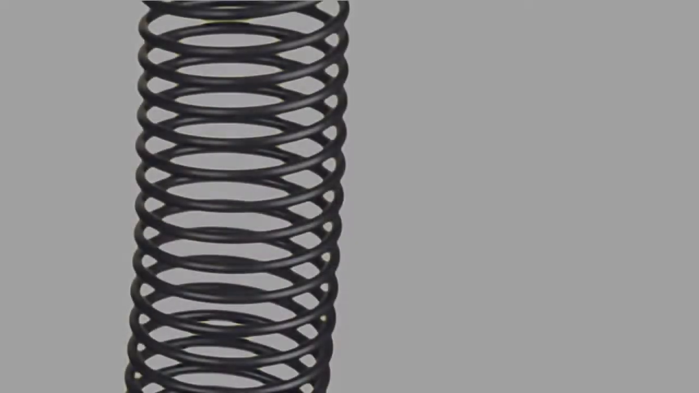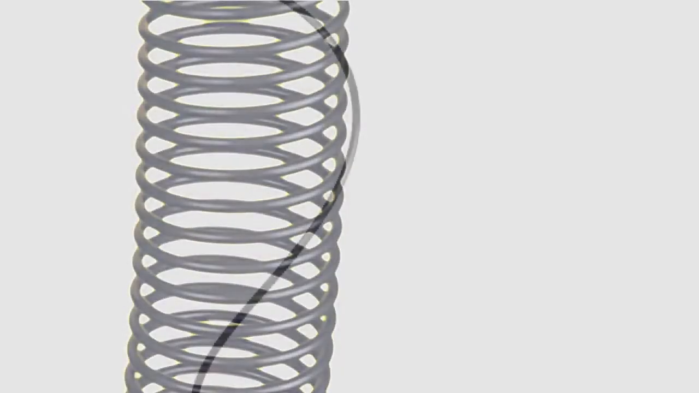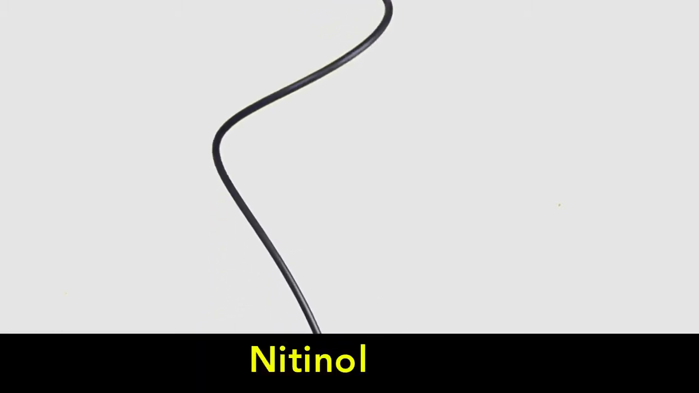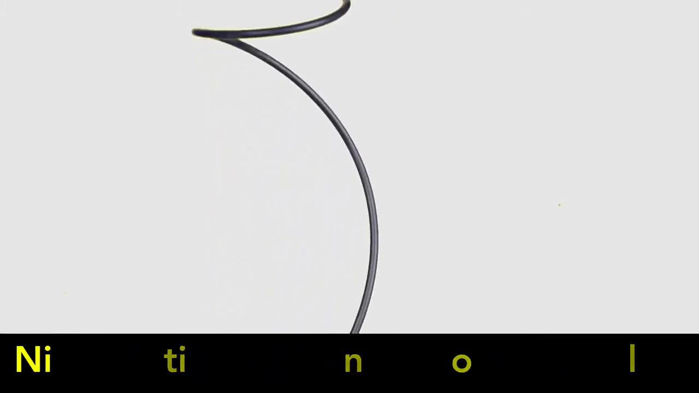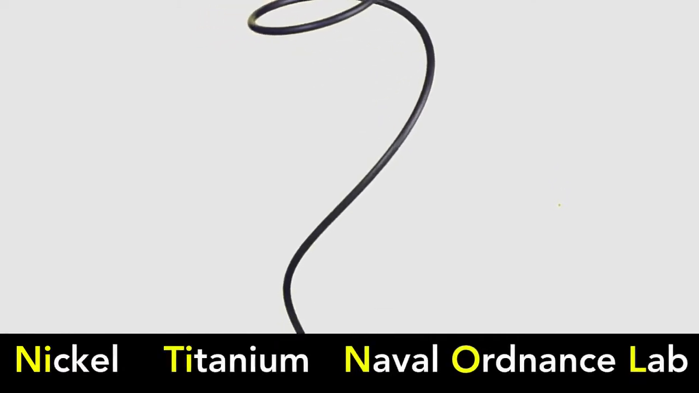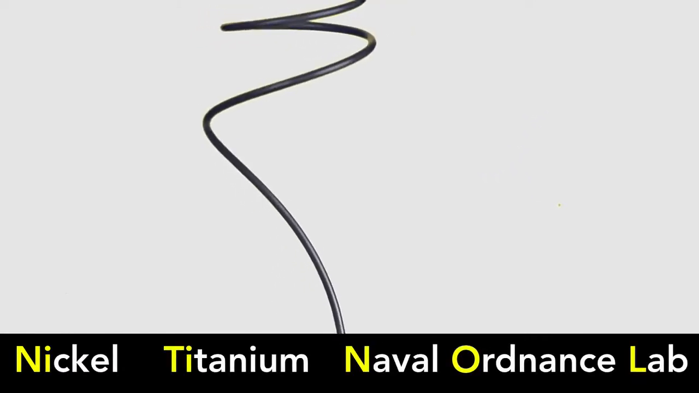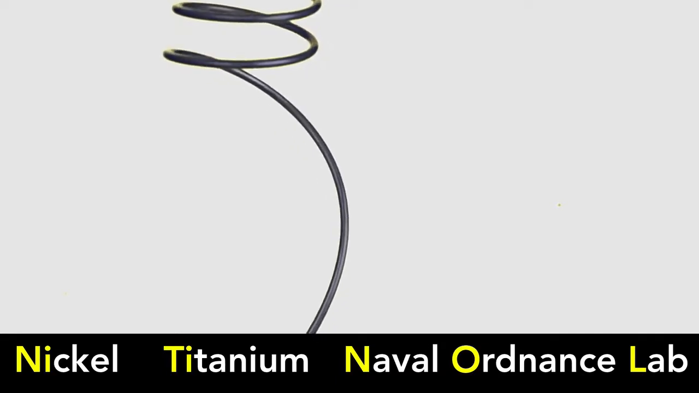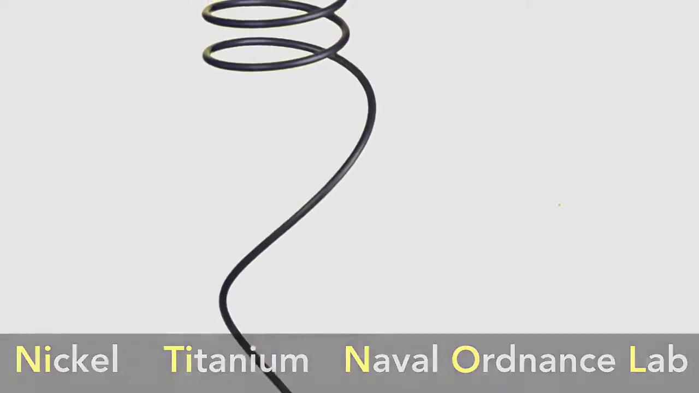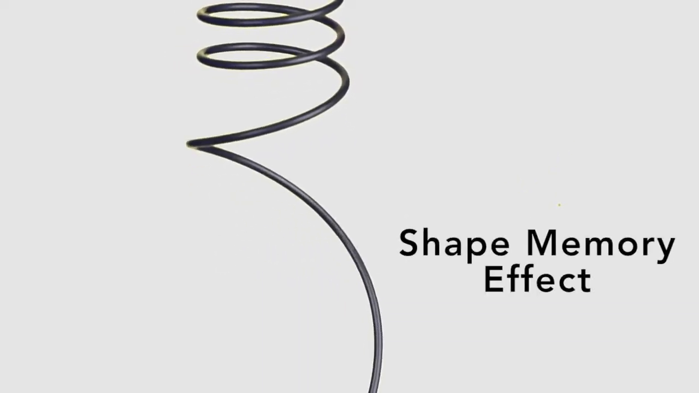Let's watch it again, but close up. I stretch the spring, and then, to slow down the action, use a hairdryer to heat it. This spring is made from nitinol wire. The name comes from the elements it contains and where it was discovered: nickel and titanium and the Naval Ordnance Lab. It's showing what's called the shape memory effect.